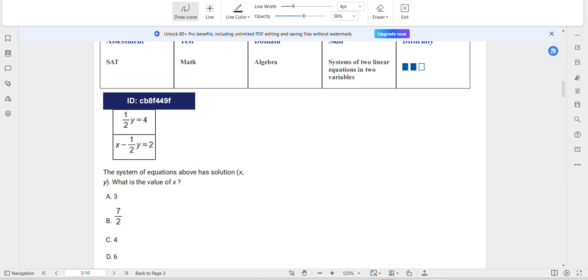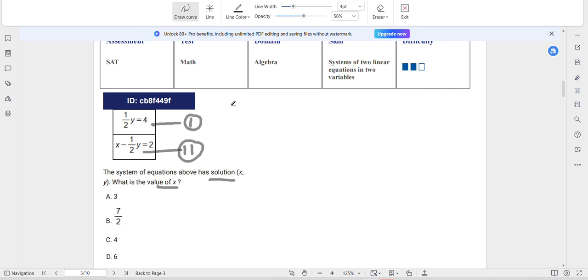Today I am solving SAT Suite questions from the Blue Book itself, and today I am especially doing algebra questions. So let's get started. This is a very basic question and a very important one too. In this question we have a system of equations and we have to find the value of x. The first equation is 1/2 y equals 4. Let us consider this as 1 and this as 2: x minus 1/2 y equals 2.